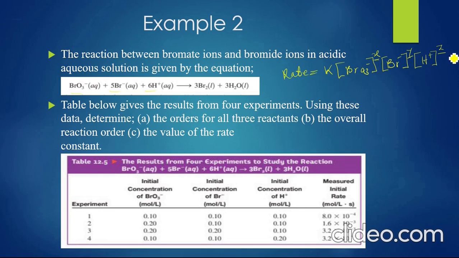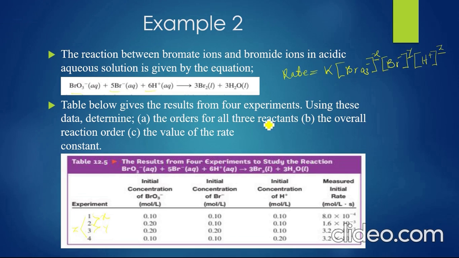So for us to determine X, Y, and Z, we can use the results from this table here, from this experiment here. Experiments 1 and 2 will help us determine the order for X, experiments 2 and 3 will help us determine the order for Y, and experiments 1 and 4 will help us determine the order for Z, because they just want the orders for all the three reactants. Here they're not asking you to determine the reaction rate law, but the orders first. So how can you go about that?